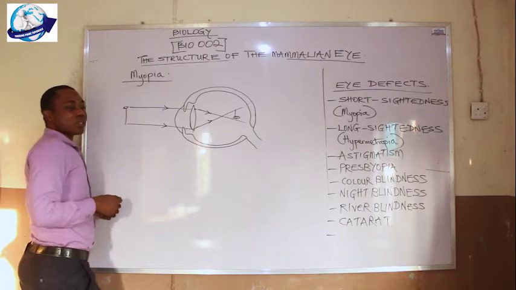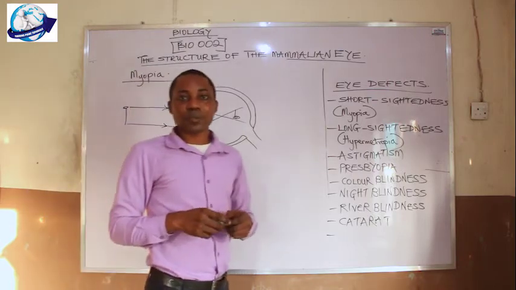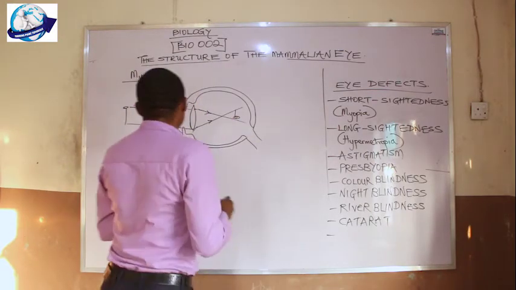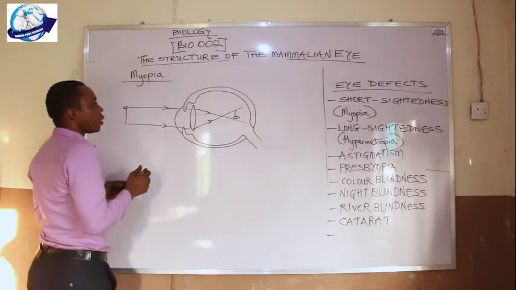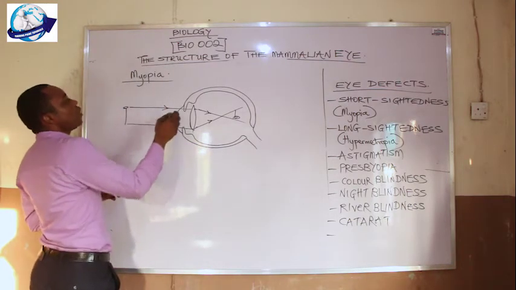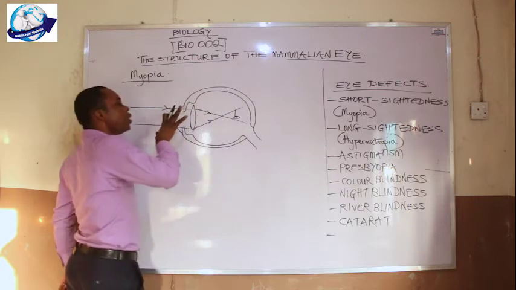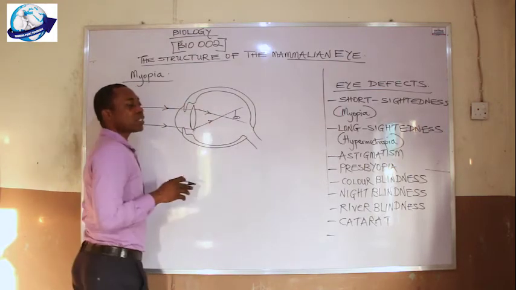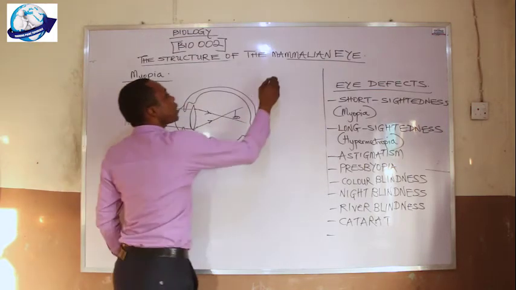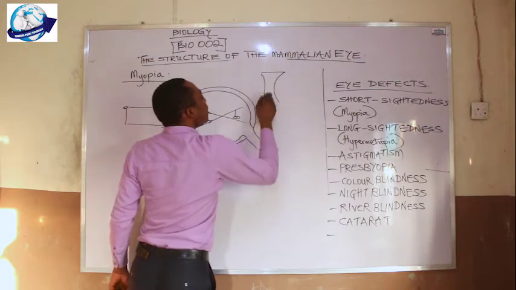And what is now the correction to this very problem? The correction in this case is the use of a lens that will help to push the image straight to the retina, and that lens is known as a concave lens or biconcave lens.